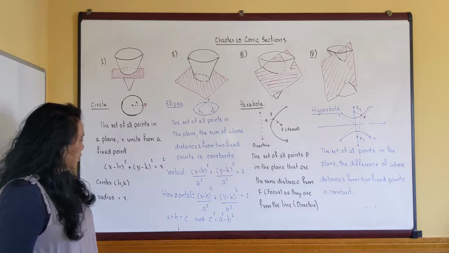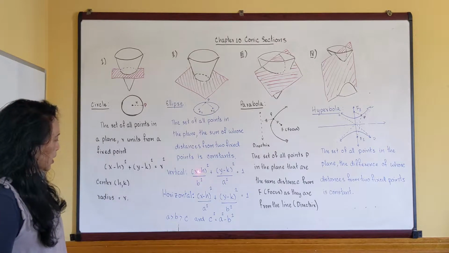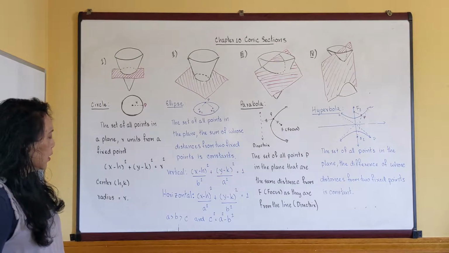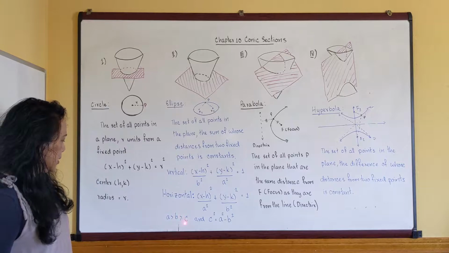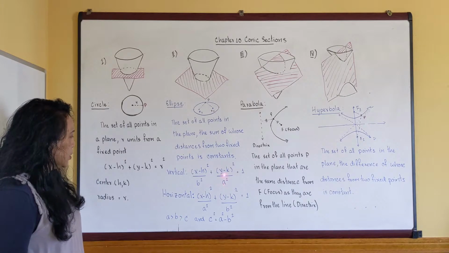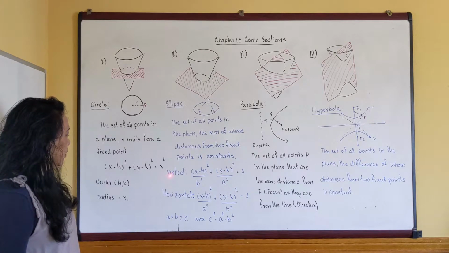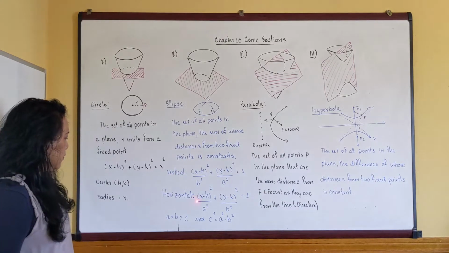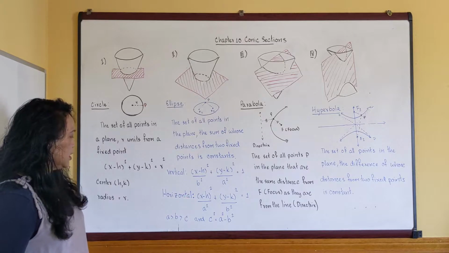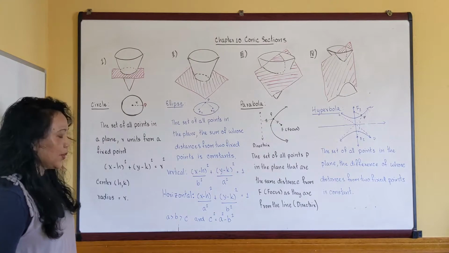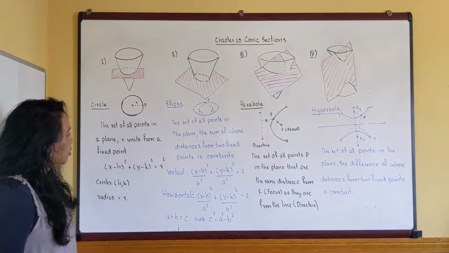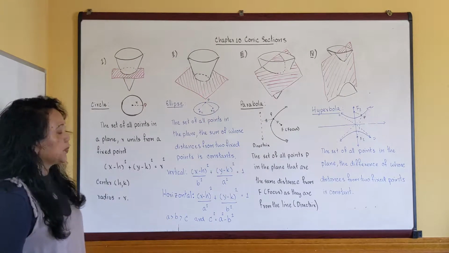Now let's look at the formula a little bit. The formula is almost identical. My A is always going to be bigger than B and bigger than C. So if A is with the Y, you're going to have a vertical ellipse. If A is with the X, you're going to have a horizontal ellipse. And C squared will always equal A squared minus B squared. And we will go over more examples for this picture later.